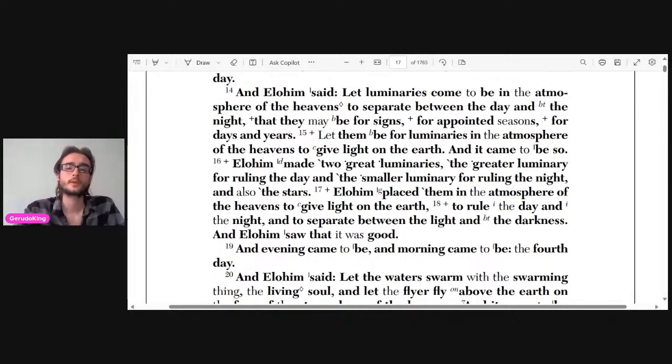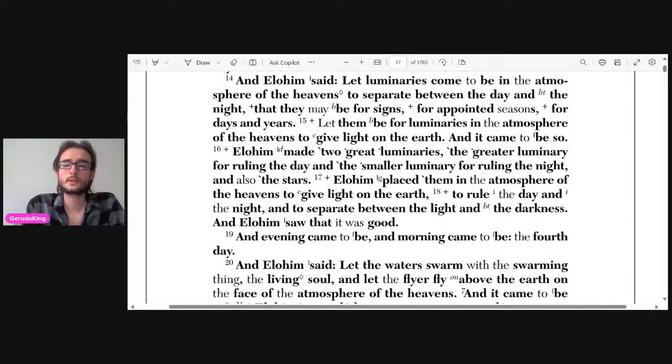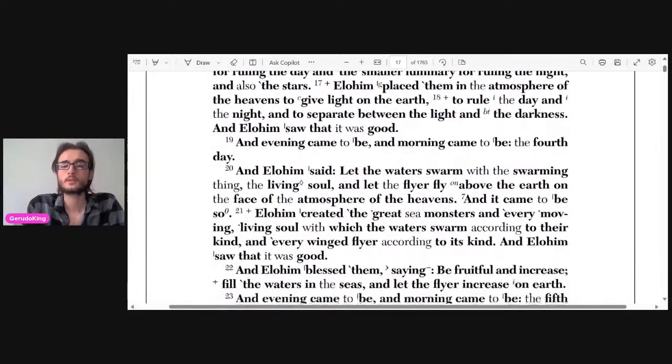Elohim made 2 great luminaries, the greater luminary for ruling the day, and the smaller luminary for ruling the night, and also the stars. Elohim placed them in the atmosphere of the heavens to give light on the earth, to rule the day and the night, and to separate between the light and the darkness. And Elohim saw that it was good. And evening came to be, and morning came to be, the 4th day.